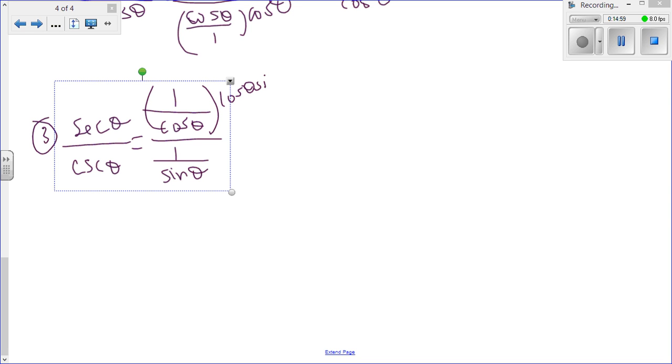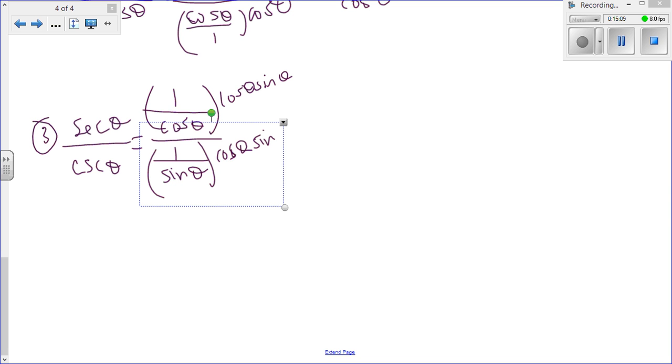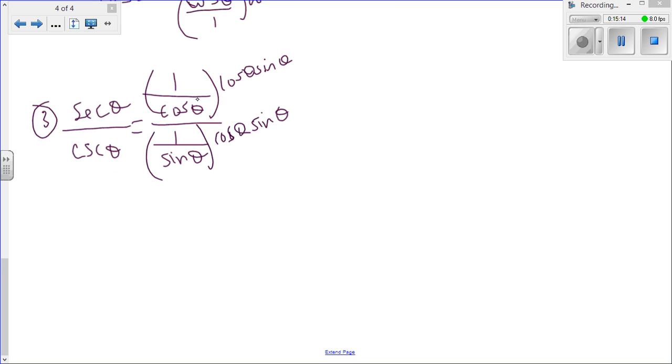Multiply top and bottom by cosine theta sine theta. Here the cosines cancel out, so I'm just left with sine theta. Here the sines cancel out, so I'm just left with cosine theta. Sine theta over cosine theta is equal to tangent, but in this case, because the directions say leave it in terms of sine and cosine, we just leave it as it is.